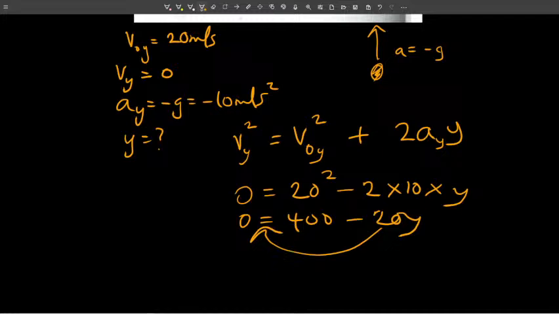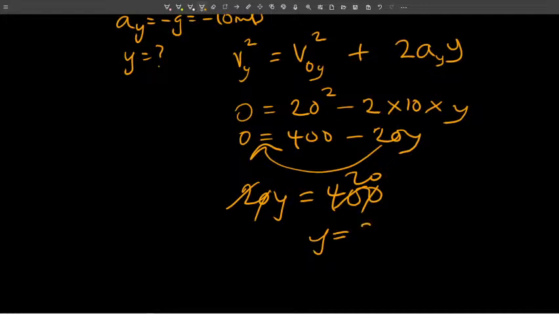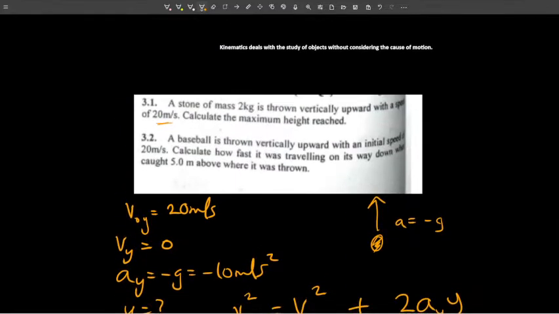So bring this over here. We're going to have 20y equals 400. Divide both sides, this cancels that, 2 here will give me 20. So my y is 20 meters. There's no option, but that's the answer. Y is 20 meters.